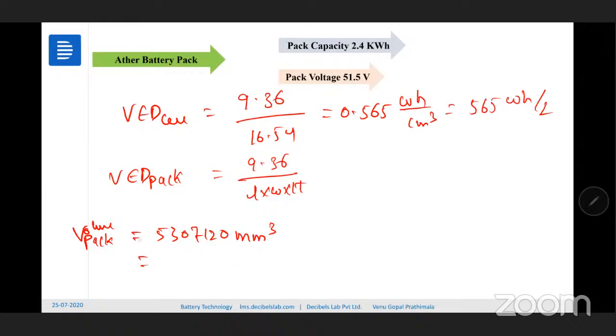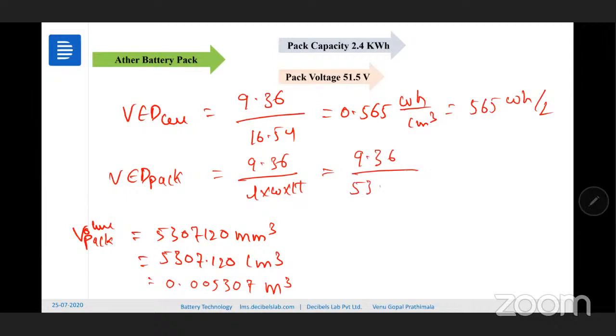If you convert mm cube to centimeter cube, 1 centimeter equals 10 mm, so 10 power minus 3, it becomes 5307.120 centimeter cube. And 1 meter equals 100 centimeters, so 10 power minus 6, it becomes 0.005307 meter cube. Okay. So now if you divide these two values, 9.36 divided by 5307.120.